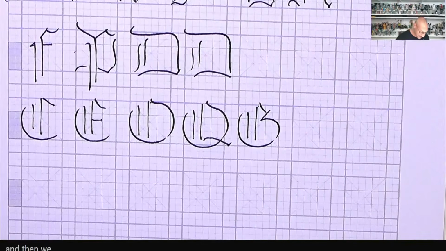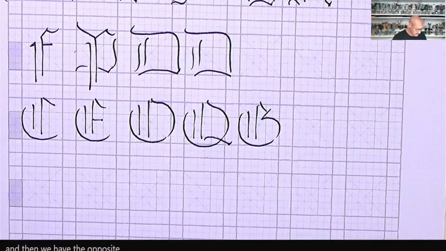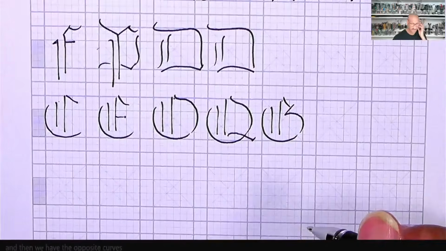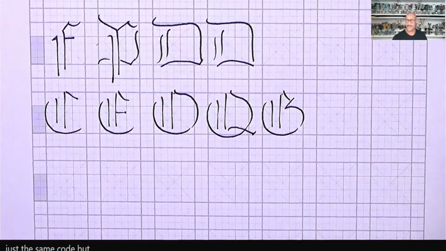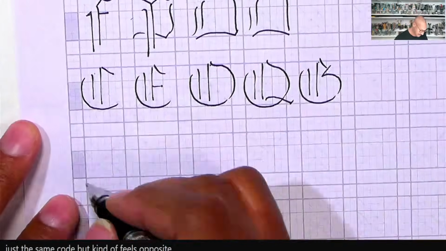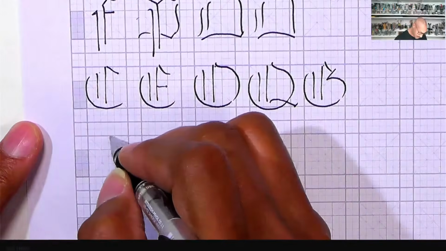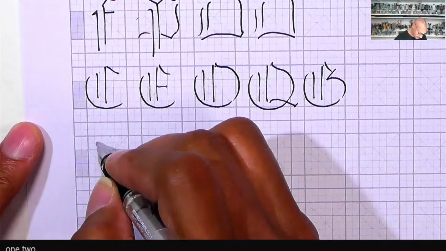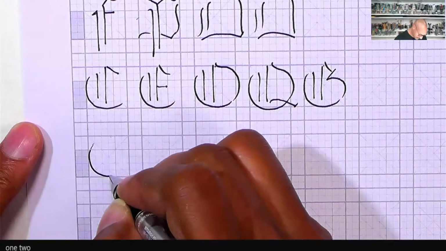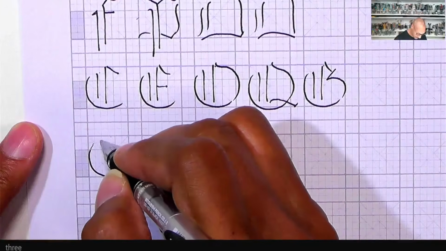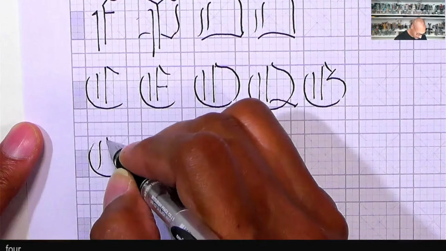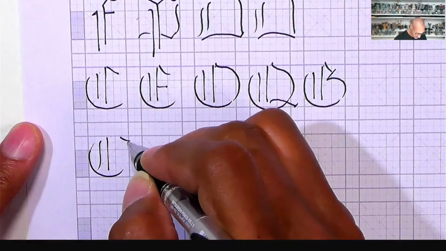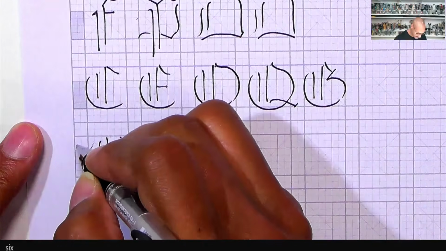And then we have the opposite curves, which is the same curve but kind of feels opposite. We have 1, 2, 3, 4, 5, 6, 7, and 8.